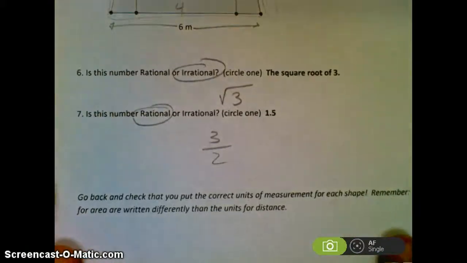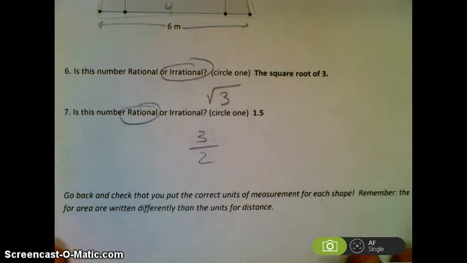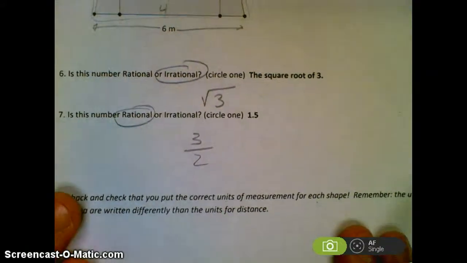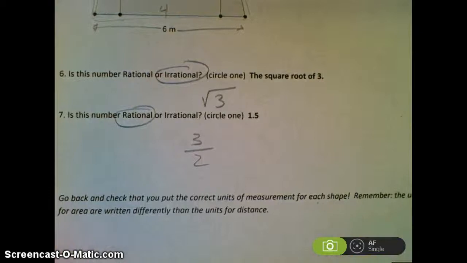Last thing, oh my goodness, go back and check that you put the correct unit of measurement for each shape. Actually, I had people who didn't do this. So correct and reflect today, and then work on your Be Nice project.